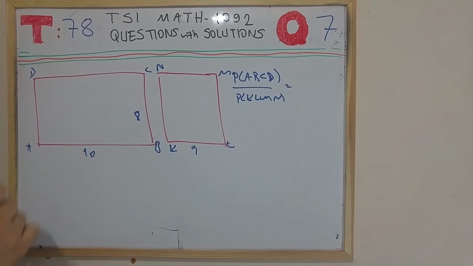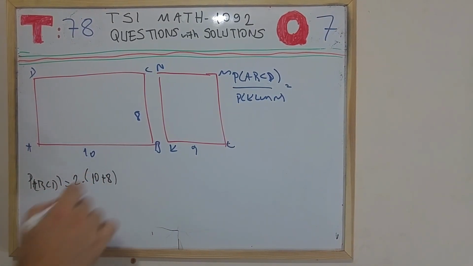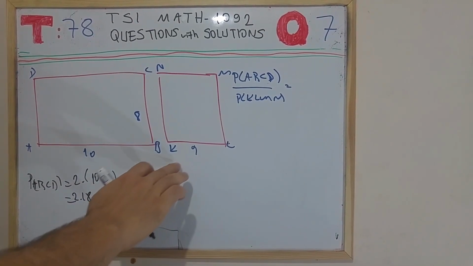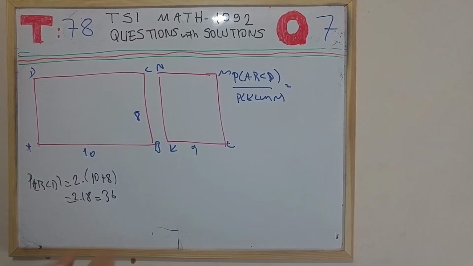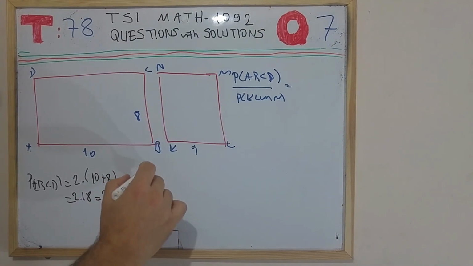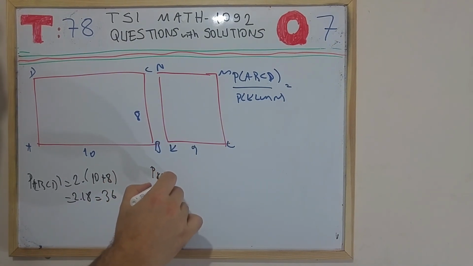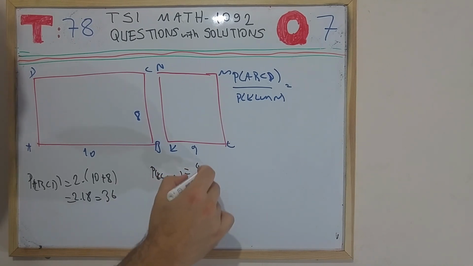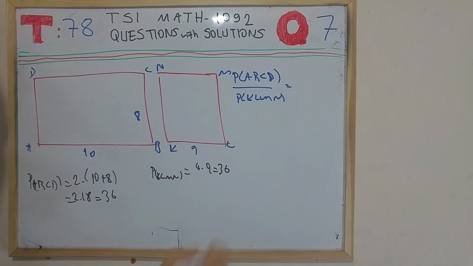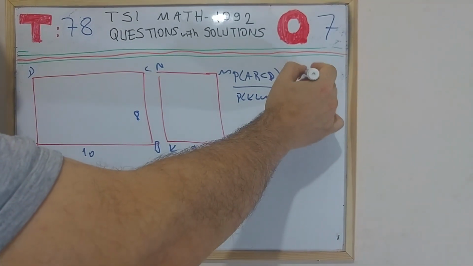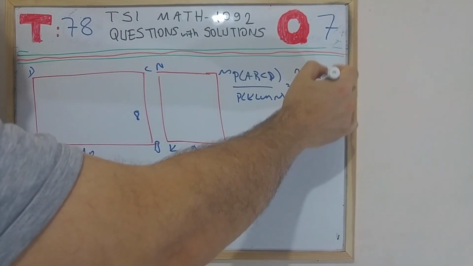We have a rectangle here, so the perimeter of this rectangle is equal to 2 times the sum of the sides, which is equal to 10 plus 8. This makes 18 times 2, that is 36. Let's see the square now, and the perimeter of the square is equal to 4 times a side, that is equal to 36. So the ratio that I am looking for is 36 over 36, that's 1.